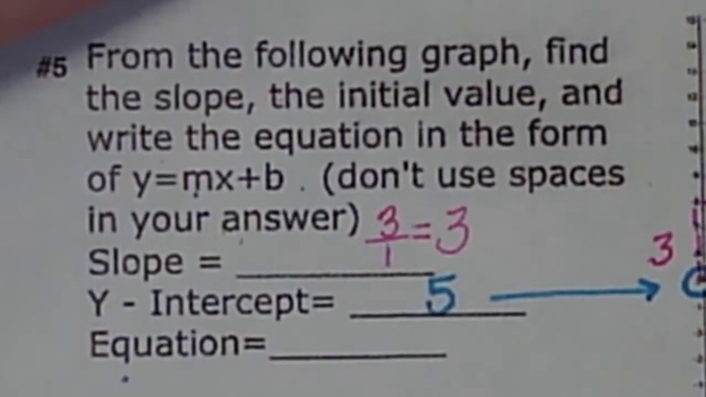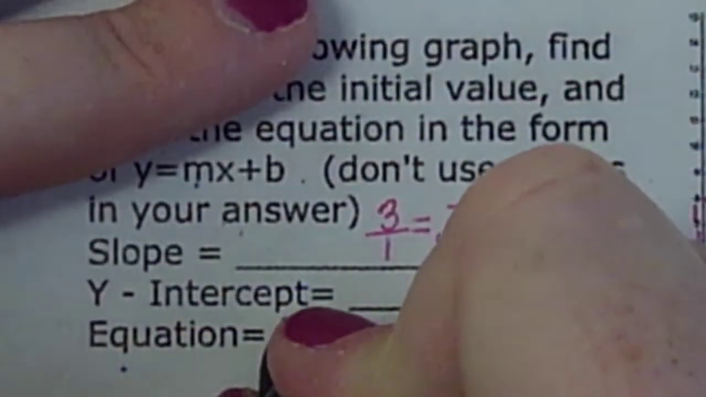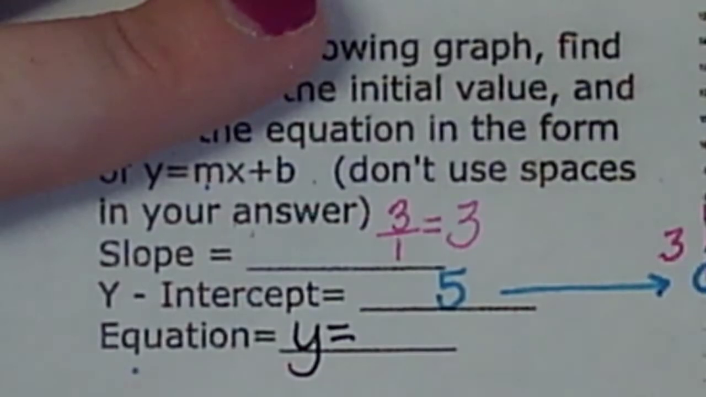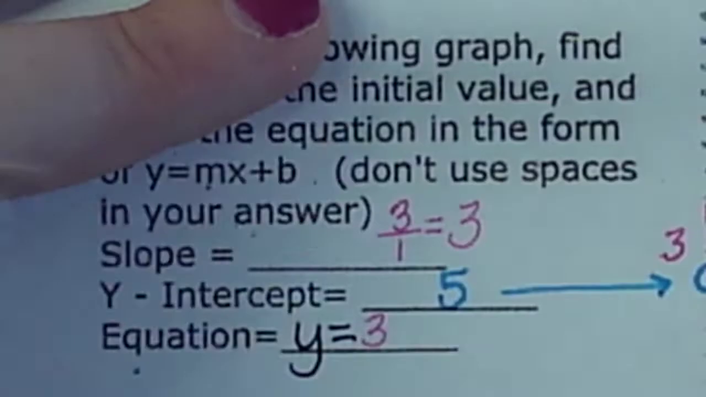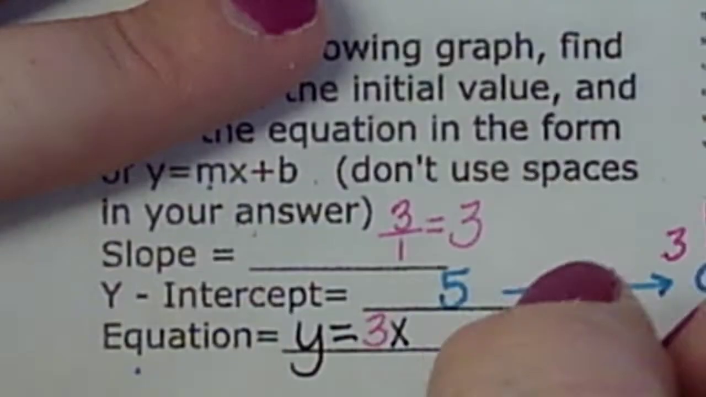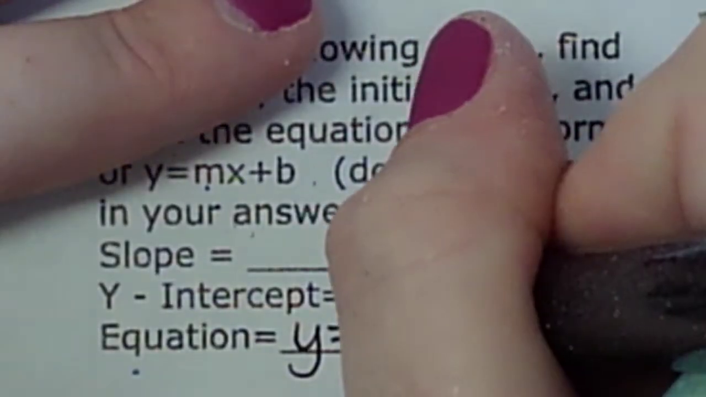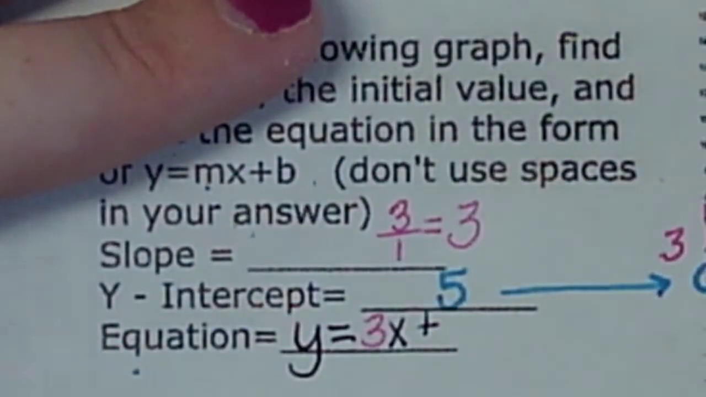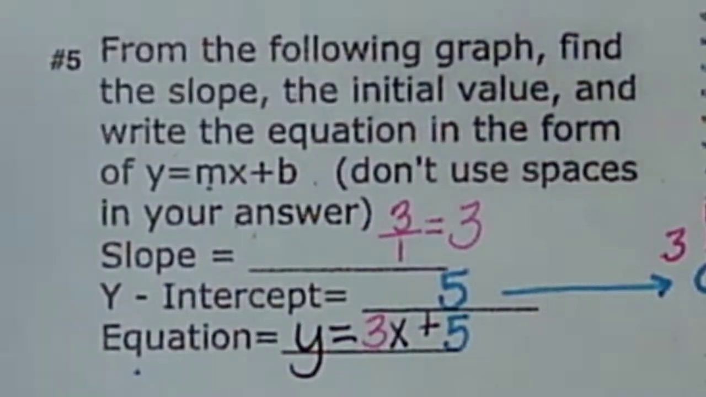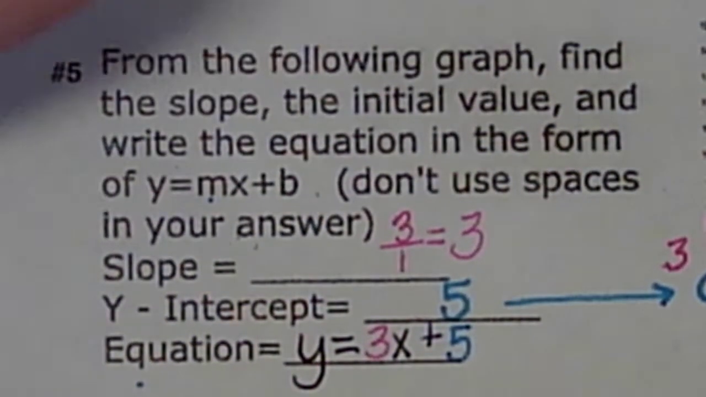Okay, let's write our equation. y equals, what's the slope? 3x, and then plus 5. Okay, so that is our equation.